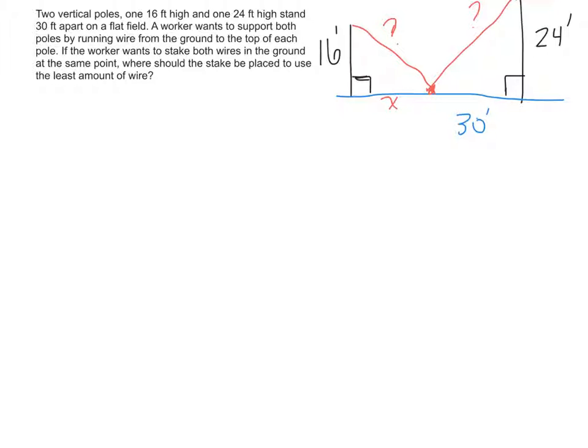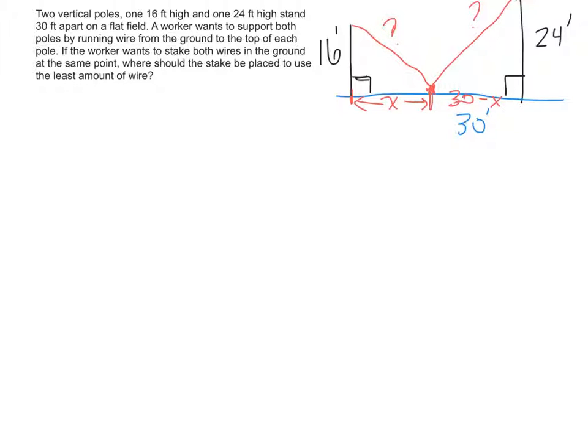So if this distance from here to here is x, that's our x distance from there to there. Well, the rest of this, since they're 30 feet apart, this other distance along the horizontal has got to be 30 minus x in order for that complete distance to be 30.